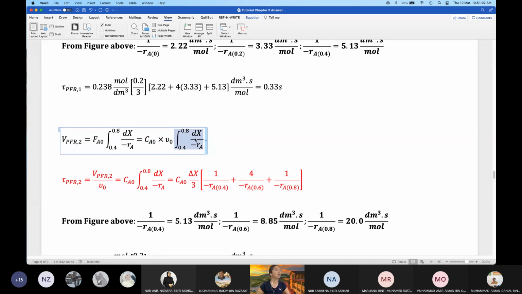Then next part, I will again move my initial volumetric flow rate from right to left. So kamu ingat mathematics kan, kalau kamu pindah daripada kiri ke kanan, yang pengatas akan jadi pengbawah, dia akan become a division. Sebab tu dia menjadi volume PFR2 divide by the initial volumetric flow rate. So it become a division. So volume bahagi dengan volumetric flow rate, dapatlah space time for the second reactor. That's how we express now the equation. Now it become space time untuk reactor kedua.